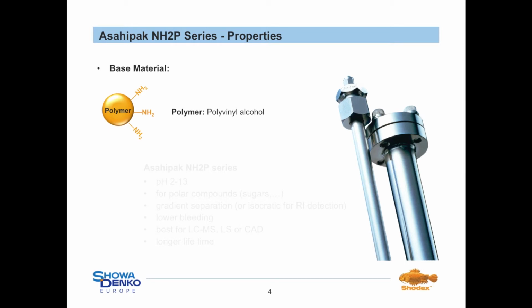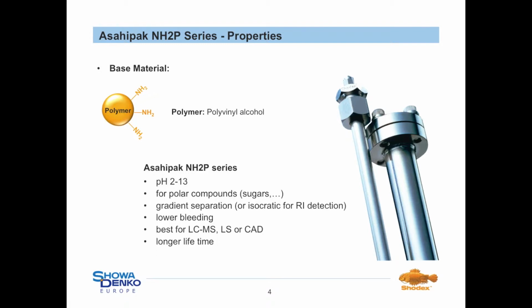Our best-selling column for HILIC chromatography is the DEAZA NH2P series. The base material of this series consists of pure polyvinyl alcohol particles which are modified with polar polyamines. Therefore, this type of column can be used in an extended pH range from 2 to 13 compared to standard silica-based HILIC columns. Due to the highly polar stationary phase, this column is suitable for the separation of polar compounds. In addition, a gradient separation is also possible.